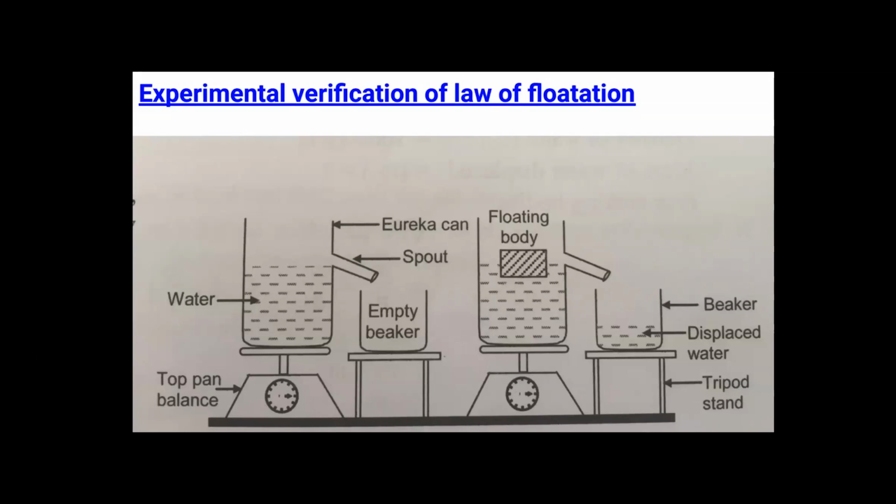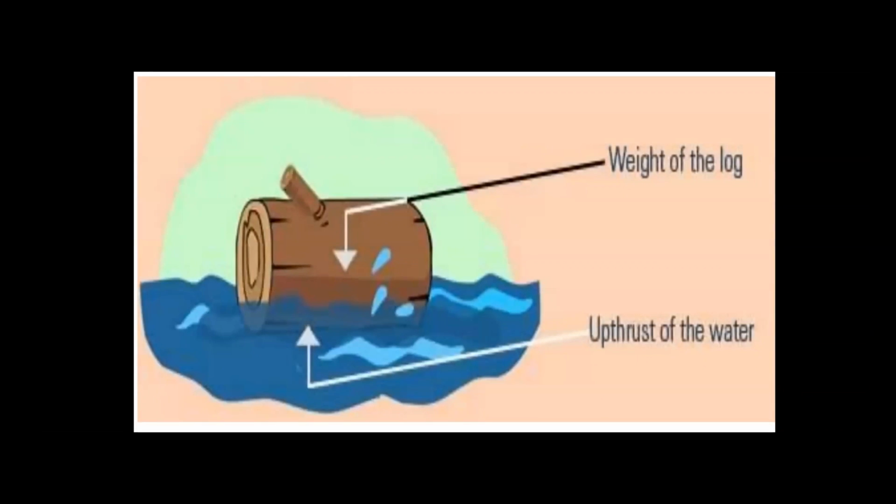Now let me go to another slide, students. This is the example of the law of flotation. This is a log of wood, which is found floating on water, because it experiences upthrust which is equal to its weight. It happens due to the density of water being more than the density of wood. And the density of water at room temperature is 1000 kg per meter cube in the SI system and 1 gram per centimeter cube in the CGS system.